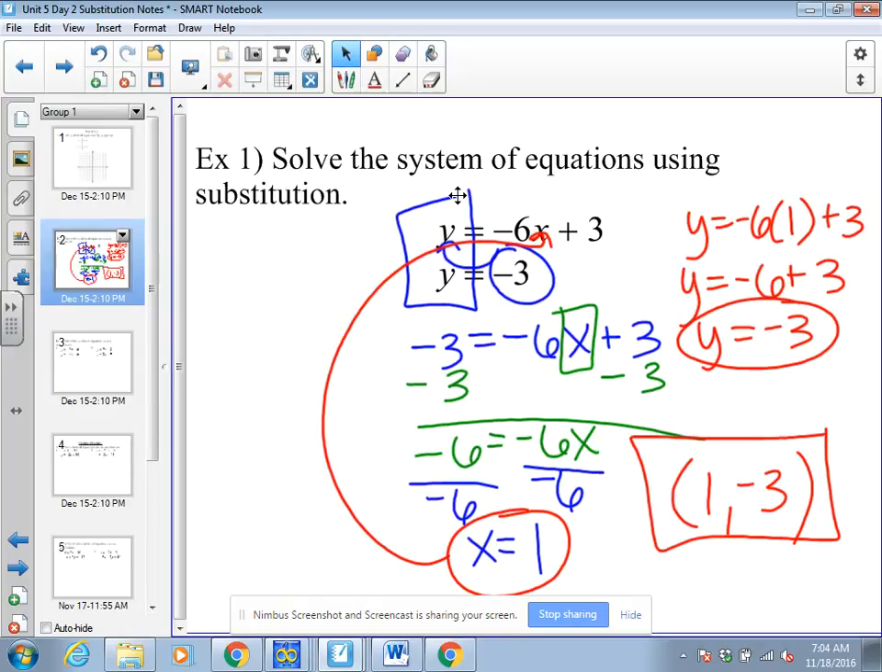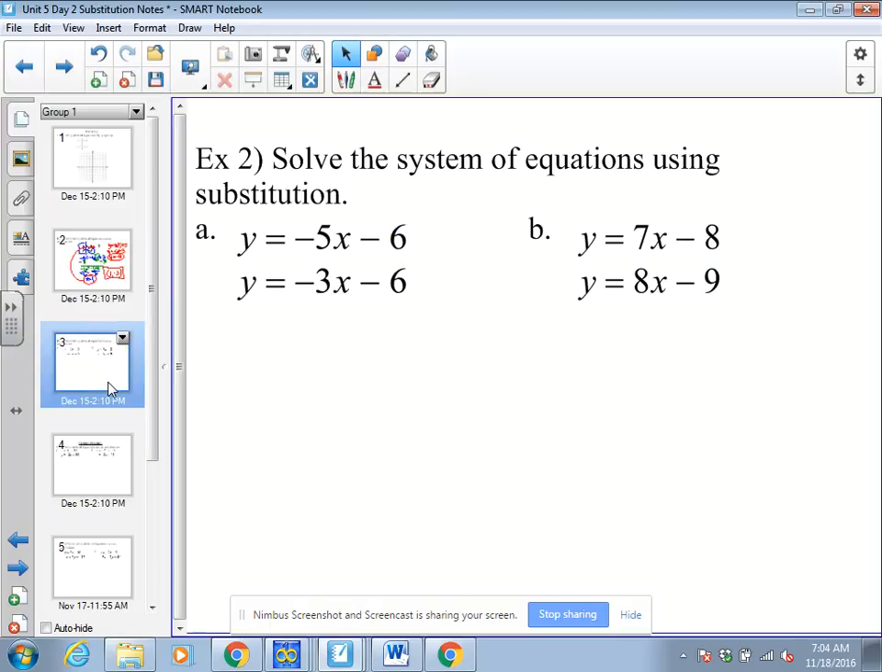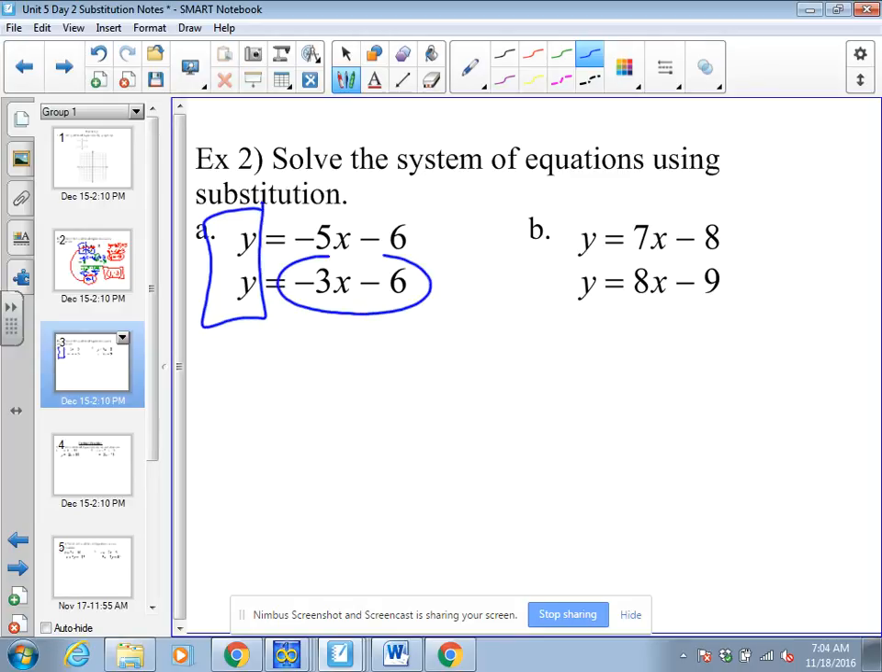Let's try another example of this. So this time, we made it a little bit more complicated by adding in two actual equations with x variables. But you'll notice they're both still equal to y, so it's perfectly legal for me to take one of my equations and plug it in for the other y. So I'm going to take one equation now, negative 3x minus 6 equals negative 5x minus 6. Now I've gotten rid of my y, and I'm just going to solve for x.